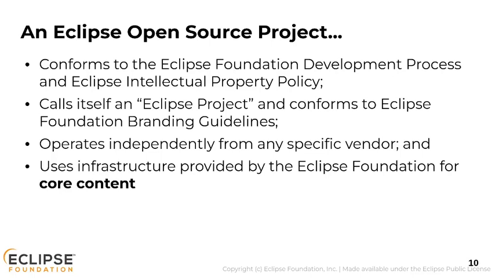An Eclipse project operates in a vendor-neutral manner, implementing the open source rules of engagement as described in the Eclipse Foundation development process. That is, an Eclipse open source project operates in an open, transparent, and meritocratic manner. Finally, an Eclipse project uses infrastructure provided and managed by the Eclipse Foundation for all core content. Core content includes source code, issues, and primary communication channels. I'll reinforce that source code is considered core content, and so it is a hard requirement that Eclipse open source projects use infrastructure provided by the Eclipse Foundation for Git repositories.